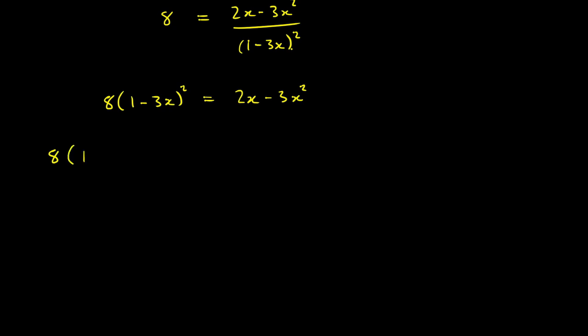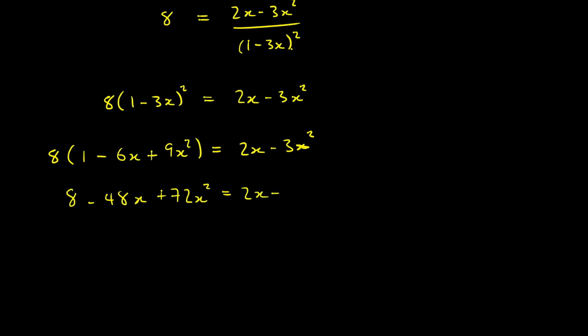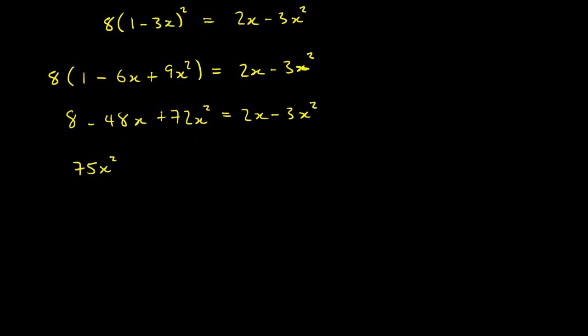So 1 times by 1 is 1, 1 times by minus 3x is minus 3x, but we've got 2 of them, so it's minus 6x. And then negative 3x all squared is positive 9x squared. And that's going to be equal to 2x minus 3x squared. If I expand then the left-hand side with the 8, that's 8 minus 48x plus 72x squared is equal to 2x minus 3x squared. I'm going to add 3x squared to both sides then. 75x squared. I'm going to subtract 2x from both sides. So that's minus 50x. And I've got the 8 on its own.